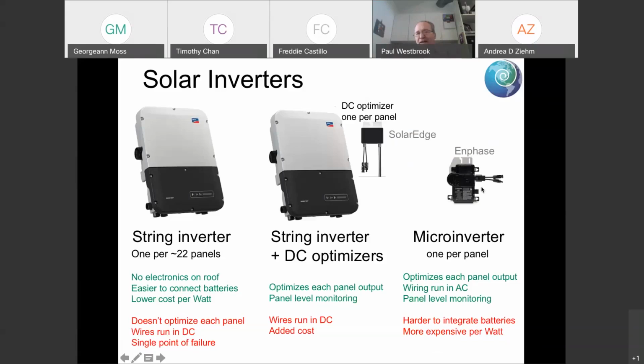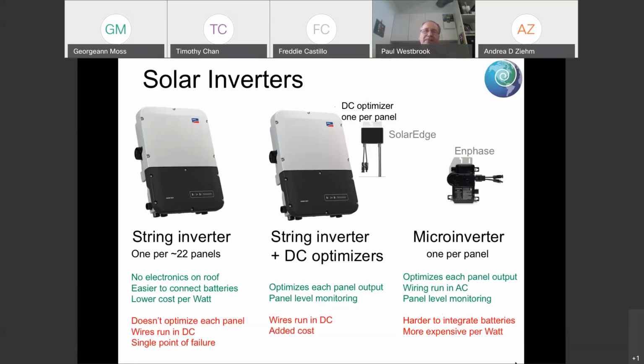The microinverter, flip to the other side, optimizes each panel's output. It runs the wiring in AC, which all electricians are very familiar with the codes, and it gives you panel level monitoring on your system. You can look and see how every panel is operating. It's harder to integrate batteries, and it's a little more expensive per watt.